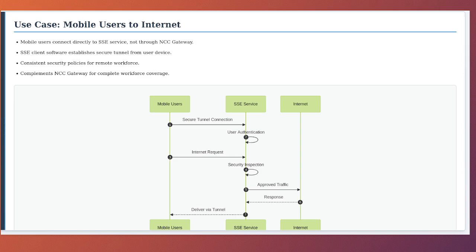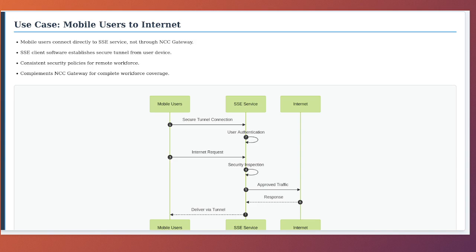Use case: mobile users to Internet. Let me explain an important use case supported by SSE partners: mobile users accessing the Internet. This scenario differs from the branch user cases because traffic does not flow through the NCC Gateway. Mobile users are remote employees connecting from laptops, tablets, or smartphones outside your corporate network.